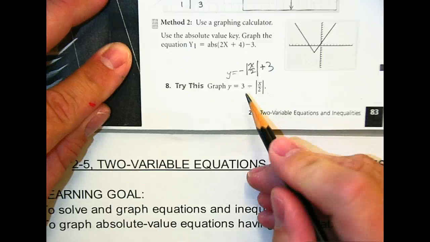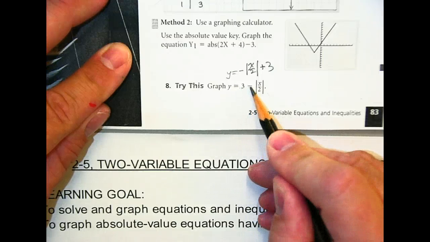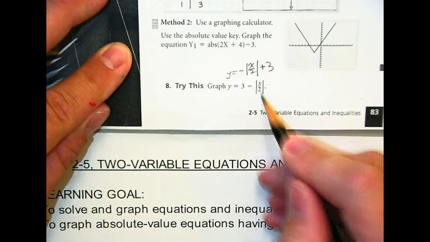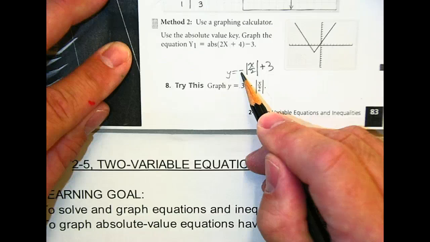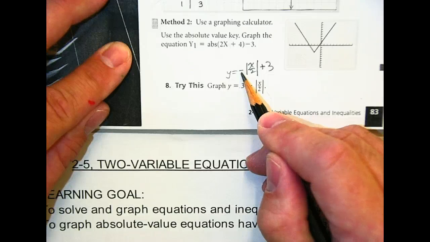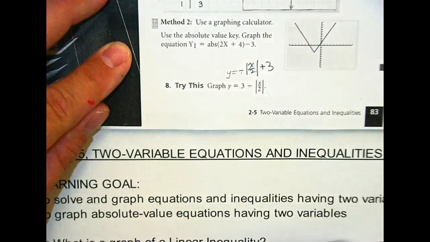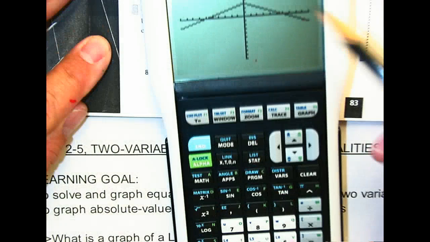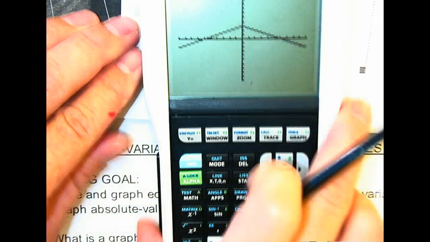It's like reading a book. As you read, that's a positive 3 minus the absolute value of x over 2. That's a negative. Okay, that means it's opening downward. That's what that tells us. It also tells us that 3 is our k value. So if I looked at the graph, you'll notice it goes up 3 on the y-axis.